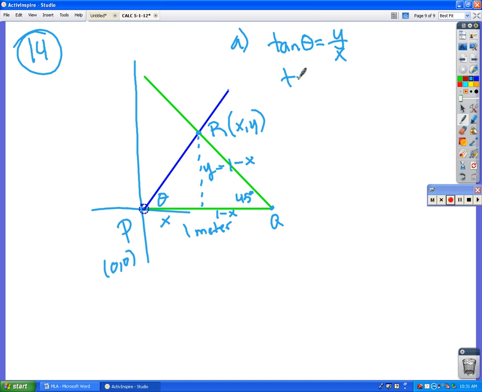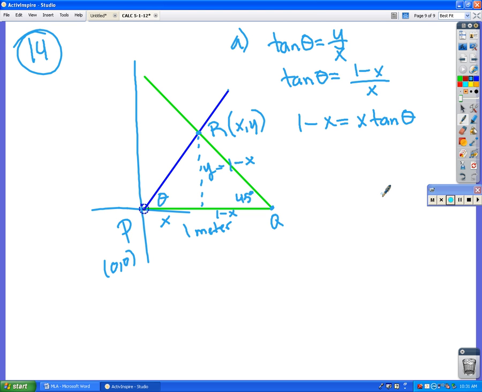Awesome. So I can rewrite this as the tangent of theta equals (1 minus x) over x, and then multiply both sides by x. So this gives you a relationship between x and theta in the form 1 minus x equals x tangent theta. Okay?